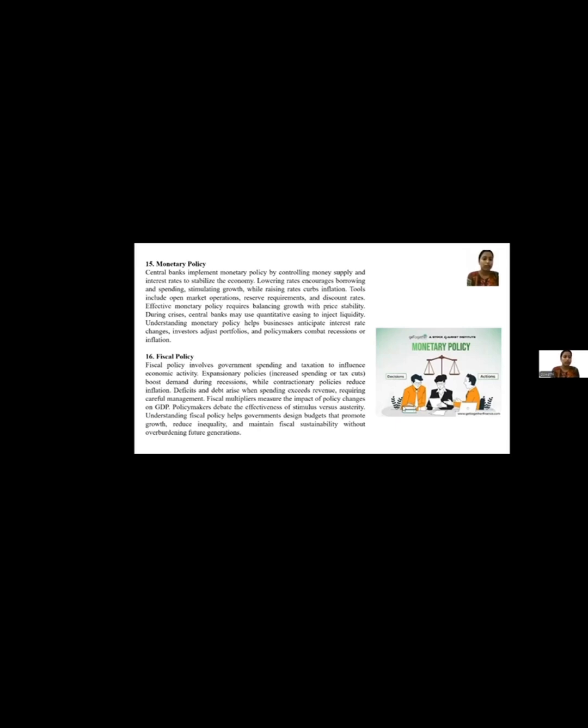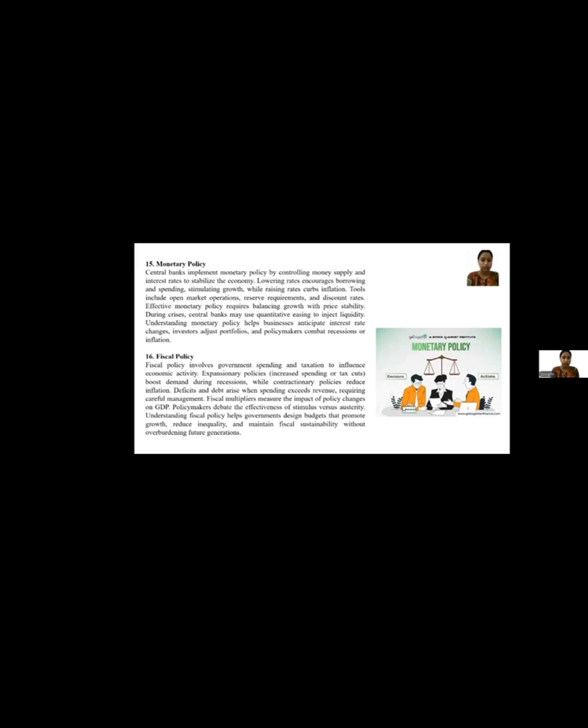Fiscal policy. Fiscal policy involves government spending and taxes to influence economic activity. Expansionary policies, increased spending or tax cuts, boost demand during a recession, while contractionary policies reduce inflation. Debt arises when spending exceeds revenue, requiring careful management.